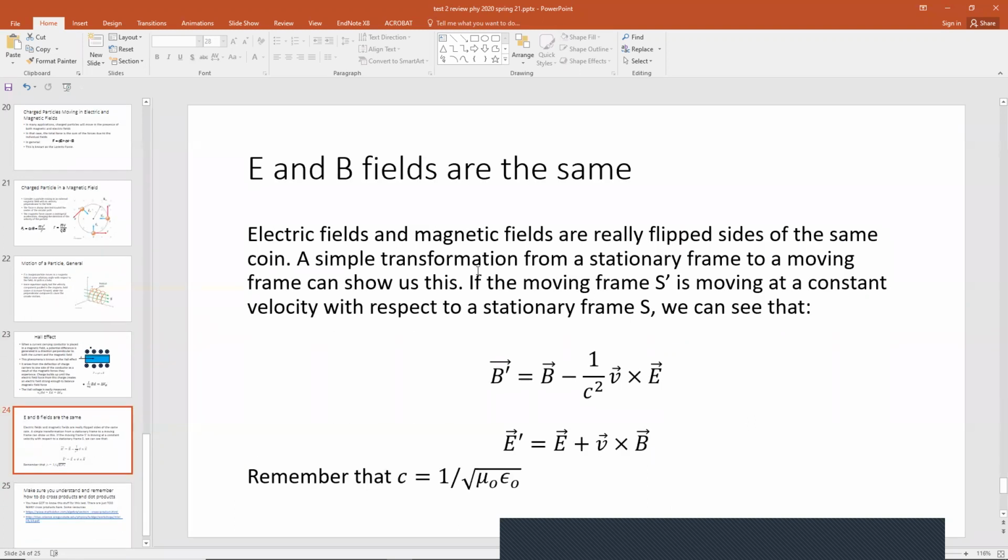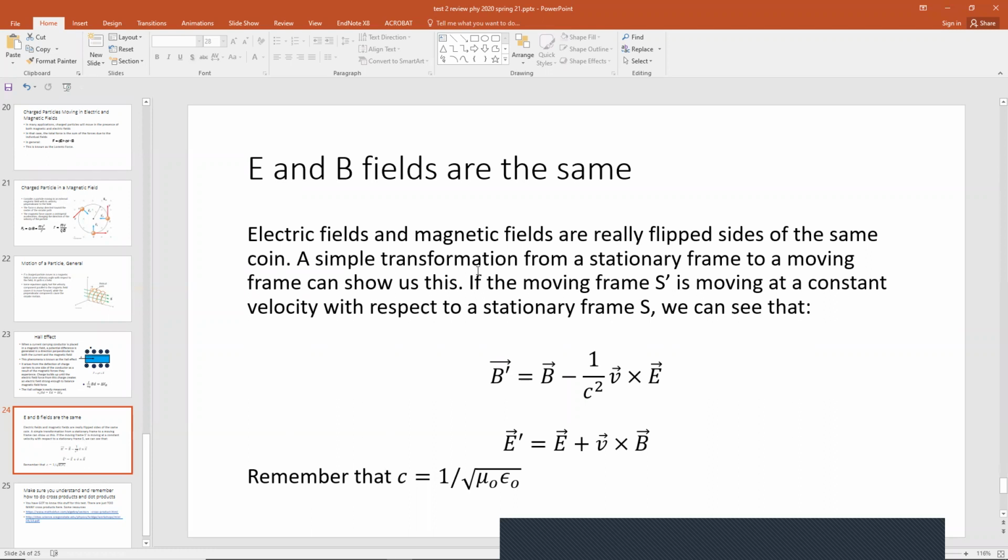Okay, the last thing that we covered, and is the last thing that's going to appear on this test, is that electric and magnetic fields are really flip sides of the same coin, okay? If we just do a simple transformation from a stationary to a moving frame, and here I'm not even talking special relativity, I'm talking slow speeds, and I'm talking inertial frames of reference that are moving along at constant velocities. So it's a Galilean transformation.